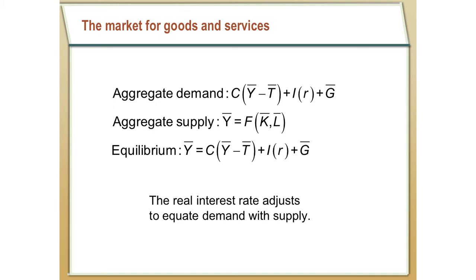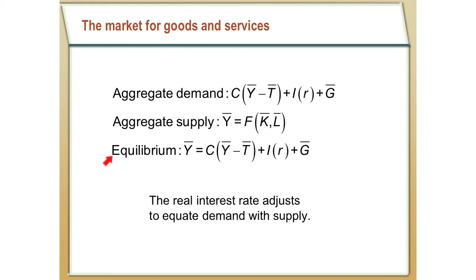Aggregate supply we've talked about in the other video, and this is just described by the production function. Given that we have a fixed amount of capital and labor, we're going to have some fixed amount of output produced according to the production function, and that fixed output is Y bar.